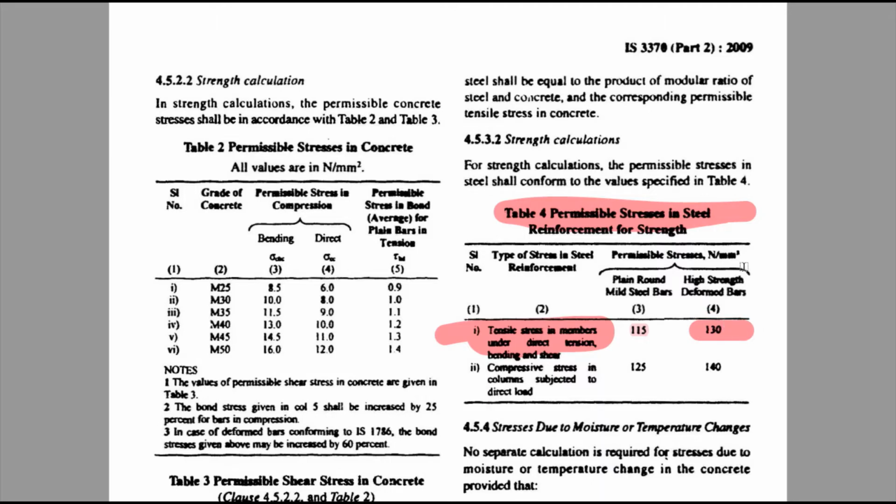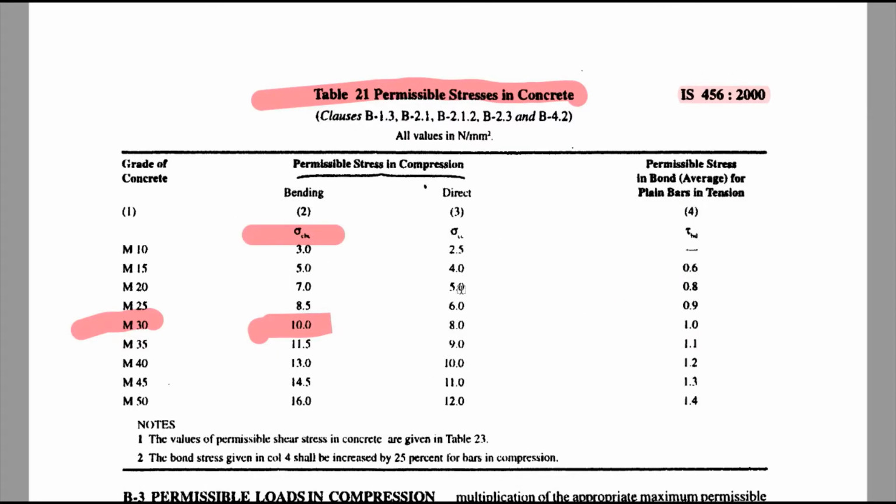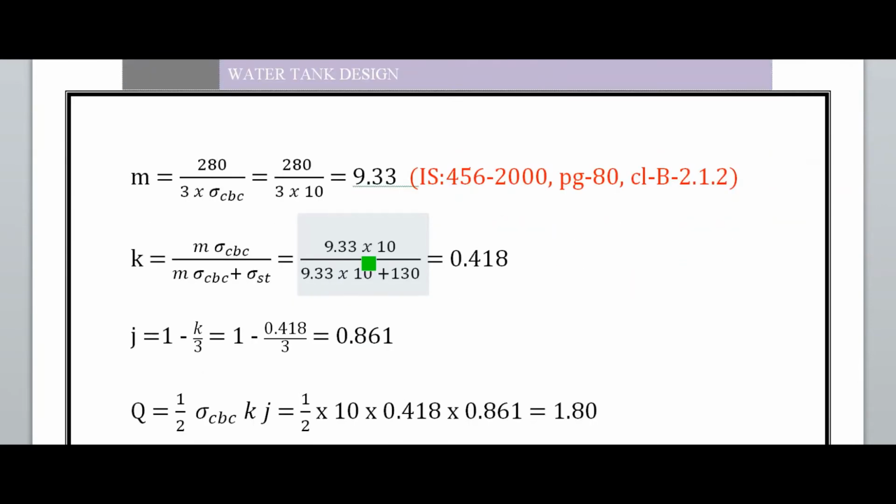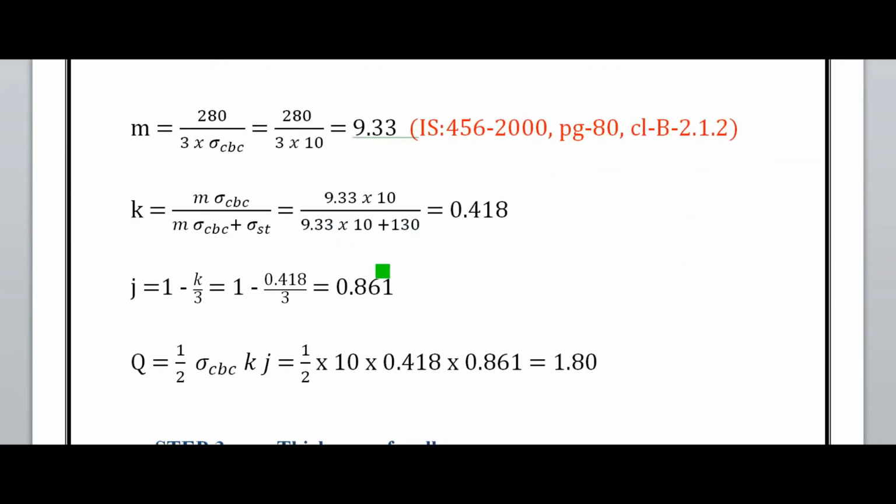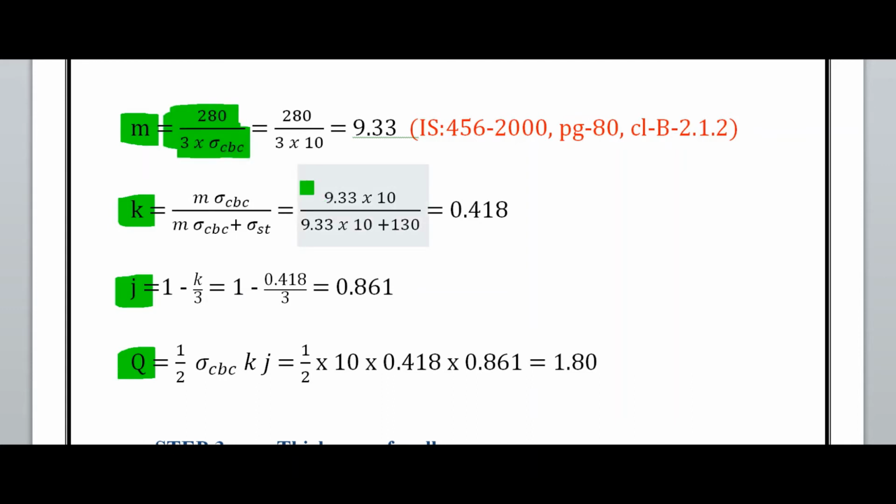So here is 130 and 10. Sigma CBC is 10 and here is 130. Sigma CBC and sigma ST. Now we have to find out some design constants, which are M, K, J and Q. You have to remember these equations. So M is 280 by 3 into sigma CBC. So M is 9.33, 280 by 3 into sigma CBC of 10 we find out.